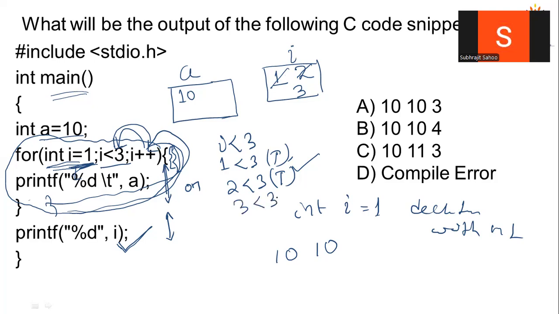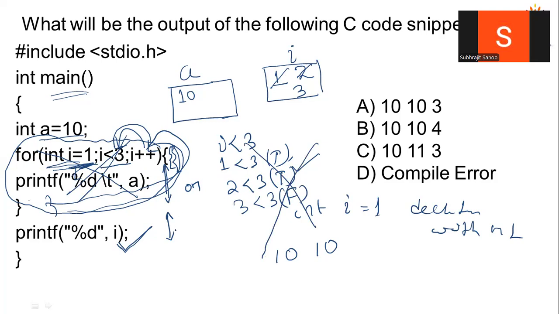So does the condition become false or true? False, right? False means what will happen? This for loop will be terminated. If the for loop is terminated, what will happen? Everything here is going to terminate here.